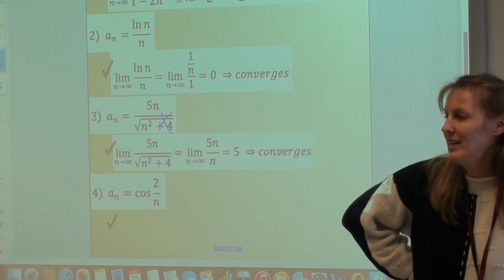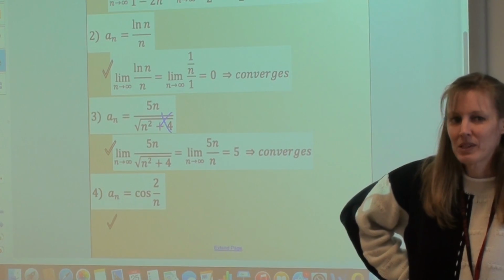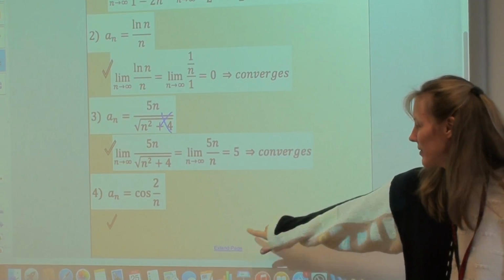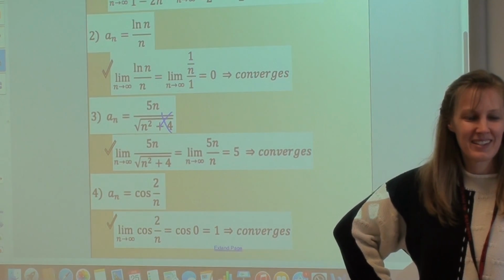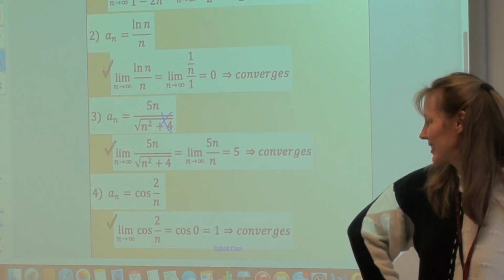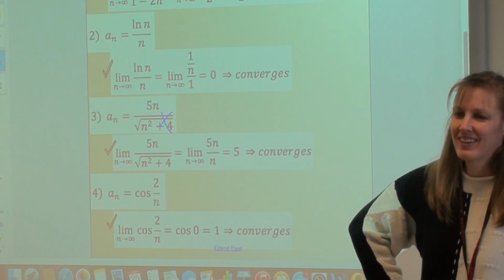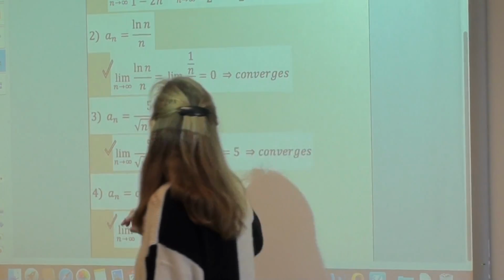Cosine of 2 over n, what does 2 over n equal? 0. It equals 0. What's cosine of 0? 1. They all converge, look at that. Oh, what did you... Oh, I took the derivative. Whoops. It's okay.